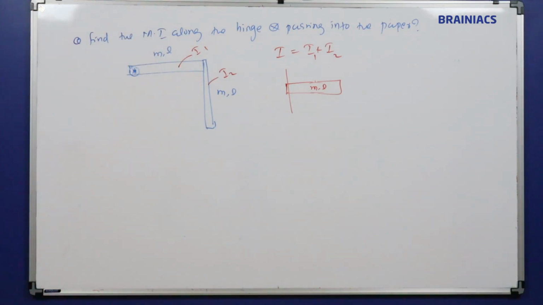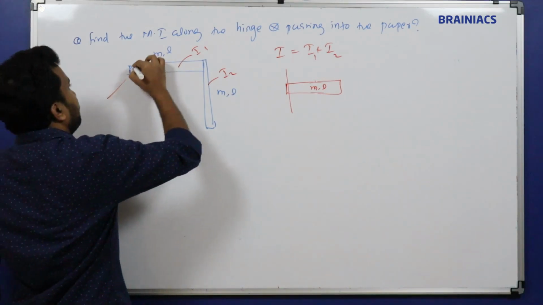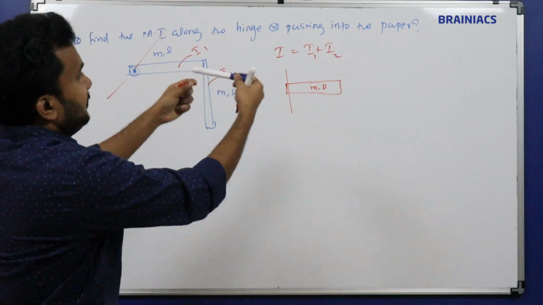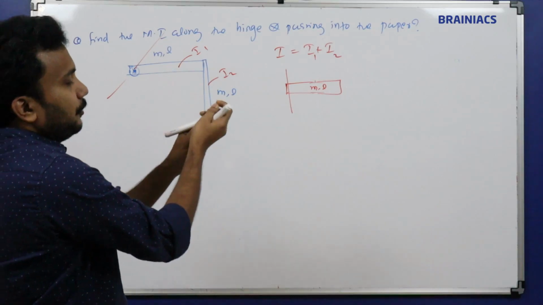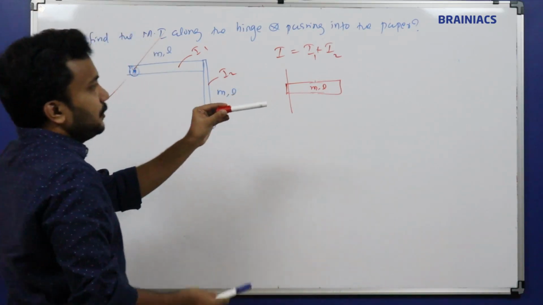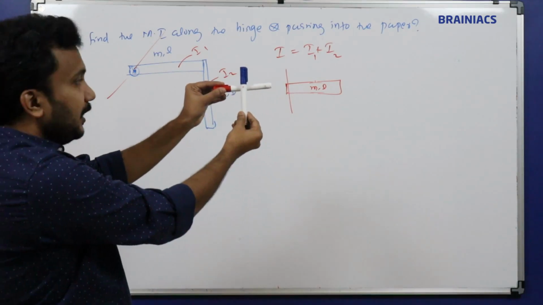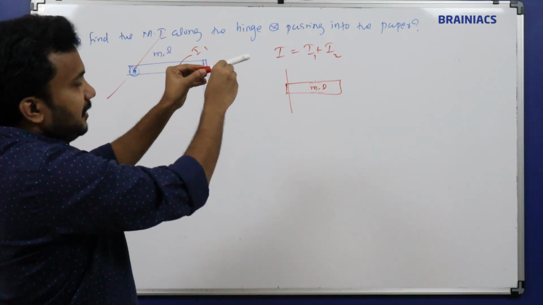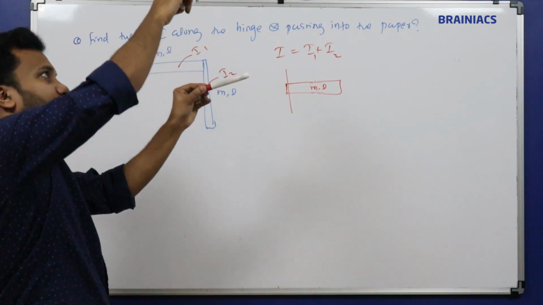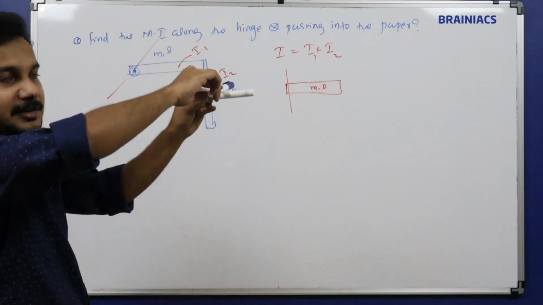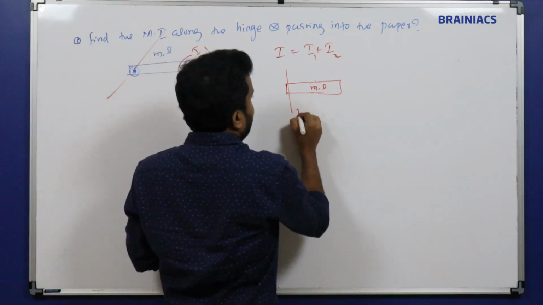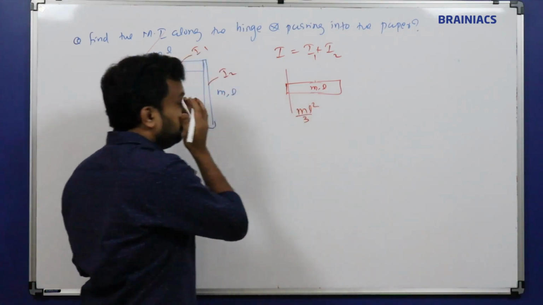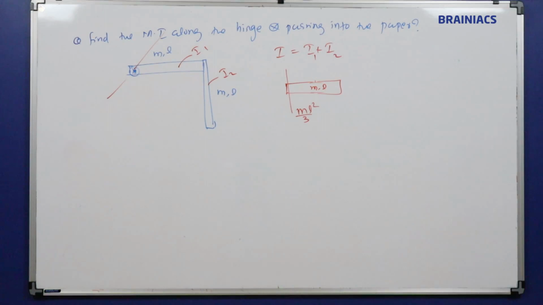Axis means it is passing like this. You can consider it just like a rod, and you can place this rod in any direction. If this is the rod, you can place it like this. The moment of inertia through the center is ml square by 12. Through an edge, it is ml square by 3. This we already know. In the second case, we want to find out the moment of inertia.